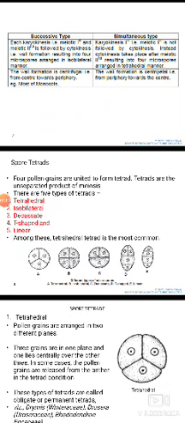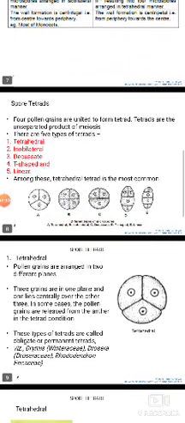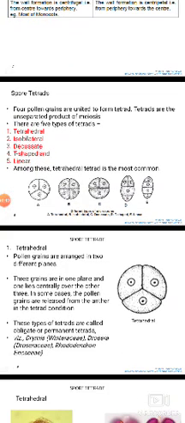Coming to the first one, tetrahedral. The pollen grains are arranged in two different planes. Three grains are in one plane and one lies centrally over the other three. In some cases, the pollen grains are released from the anther in the tetrahedral condition. These types of tetrads are called obligate or permanent tetrads, present in Drosera and Rhododendron.